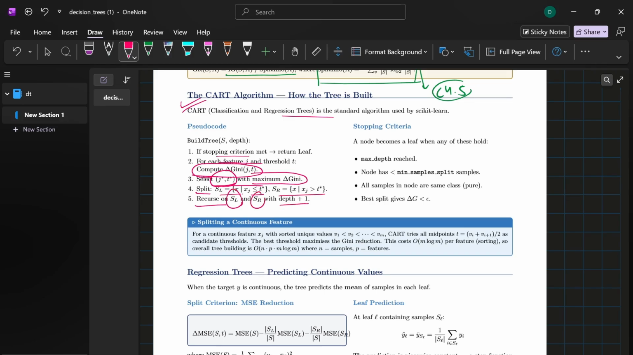Continuing this, for each feature CART tries all the midpoints between consecutive sorted values as the candidate thresholds. The cost of it comes out to be O(m log m) per feature due to sorting. So the total cost of building the tree is O(n × p × m log m), which is flexible enough for moderately sized datasets. The tree stops growing once a node becomes a leaf, or the maximum depth is reached. There are some more points, but they are not so important. Moving forward, we have another important topic, that is the regression tree.